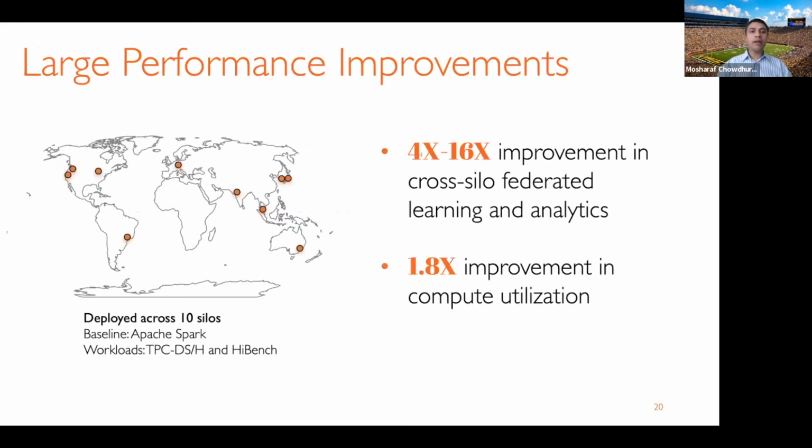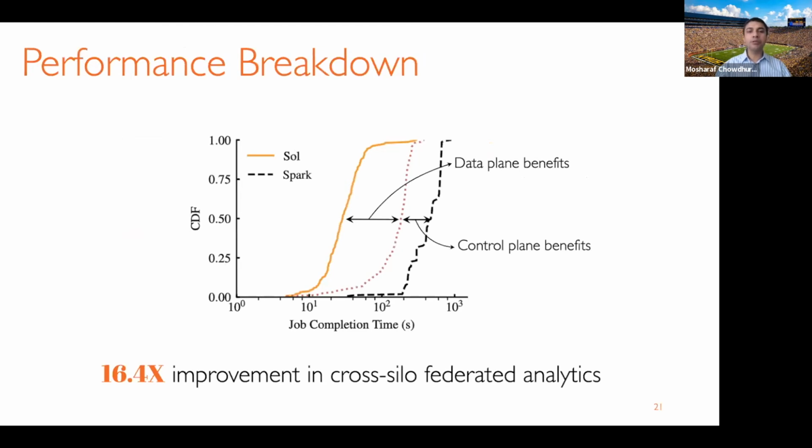So we deployed Sol across 10 EC2 data centers or clouds throughout the entire world. And we compared against Apache Spark on analytics benchmarks such as TPC-DS and TPC-H, and machine learning benchmarks like HiBench. And we found 4 to 16 times improvement in cross-silo analytics and learning. At the same time, we also found almost 2x improvement in overall utilization of the compute resources across all these sites. And these benefits come from both the improvements in the control plane and improvements in the data plane.